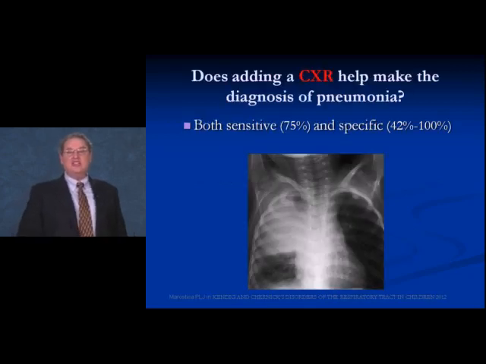Now, what about adding a chest X-ray? Does this help make the diagnosis of pneumonia? So shown here is a child who presents to the emergency room with fever and tachypnea. You can see this infiltrate in the right upper lobe. Chest X-rays are found to be both sensitive and specific. Sensitivity is as high as 75%, and the specificity, depending on the study, ranges between 42% and 100%.